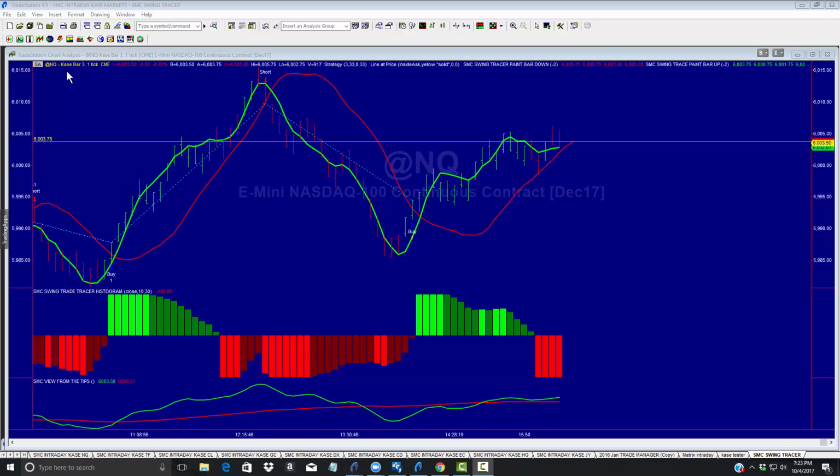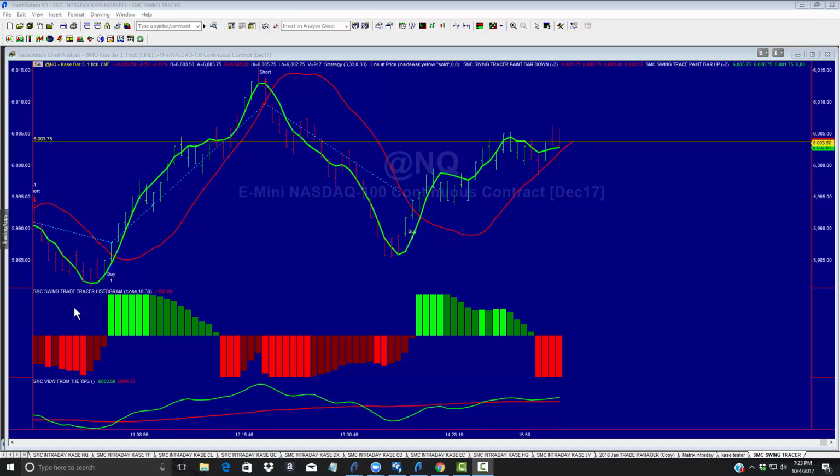This is a chart of the NQ futures running on a case chart, a 3.1 tick case bar. These lines on the chart are not moving averages, but this entire package is what we call our swing tracer. When the green line is over the red, you want to be long. When the green line is under the red, you want to be short. And they are not moving averages.